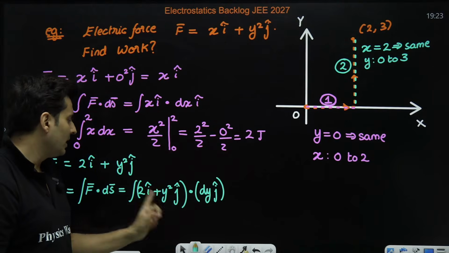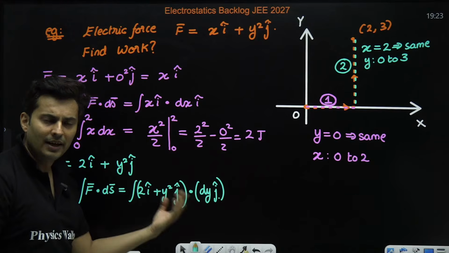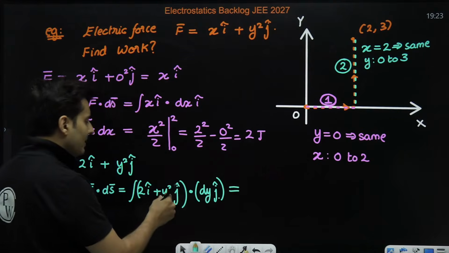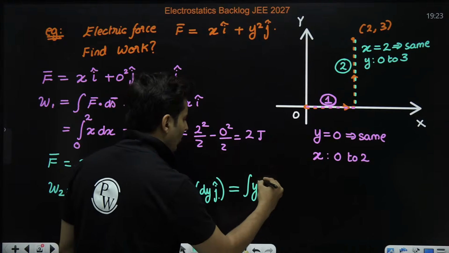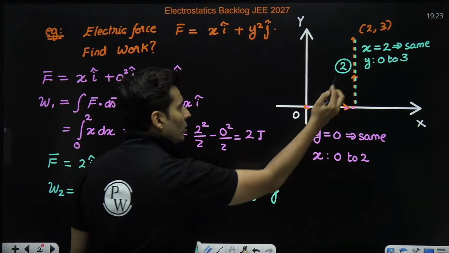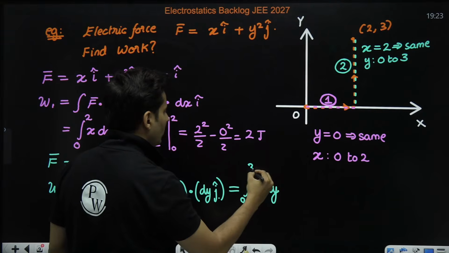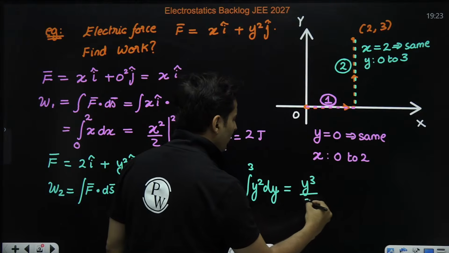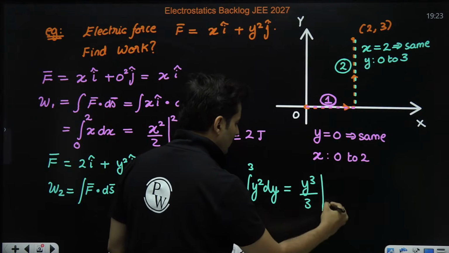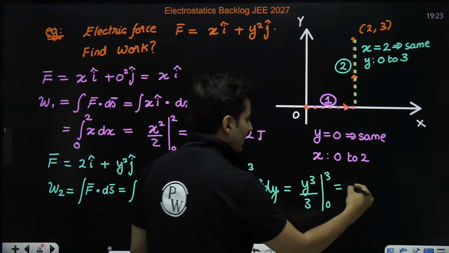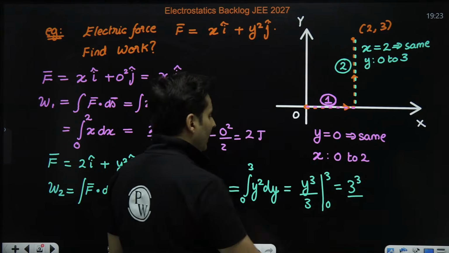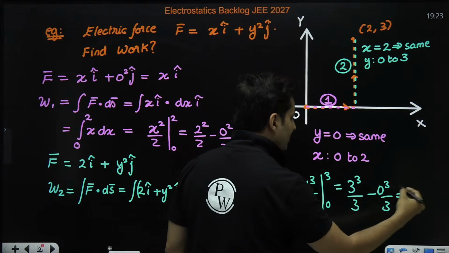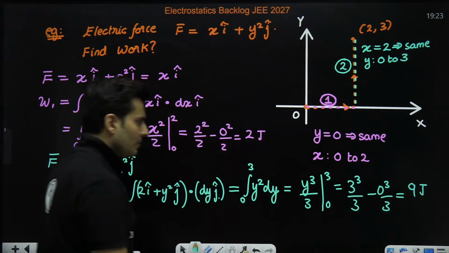So we know how this multiplies. I cap will not multiply with j cap. In fact, the multiplication will be 0. So it's only j cap that will multiply with j cap, and we will be having y square multiplied by dy, and I know the limits of y. It is going from 0 to 3. What is the integration of y square? It is y cube by 3. Our limits have to be put, 0 and 3, upper and lower. So it will be nothing but 3 cube divided by 3 minus 0 cube divided by 3. So this will be 3 square, which is nothing but 9 joules.